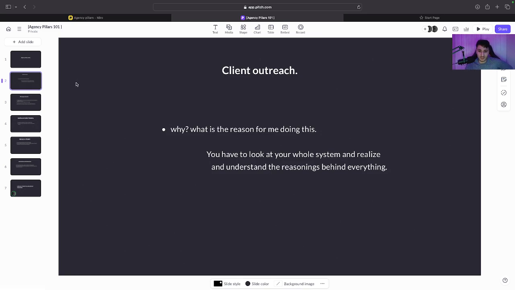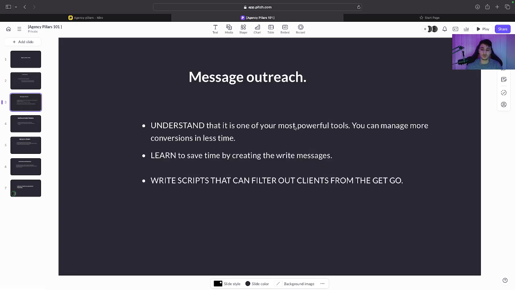I think once a week, every single agency owner should do this. From the process of you outreaching to a client to ultimately getting the conversion, that whole process, you have to ask yourself why you are doing every single thing. And essentially, if you do that, you'll realize a lot of the things that you guys are doing are actually wasting a lot of time. And the first part of this that we're going to get into, obviously, is message outreach.